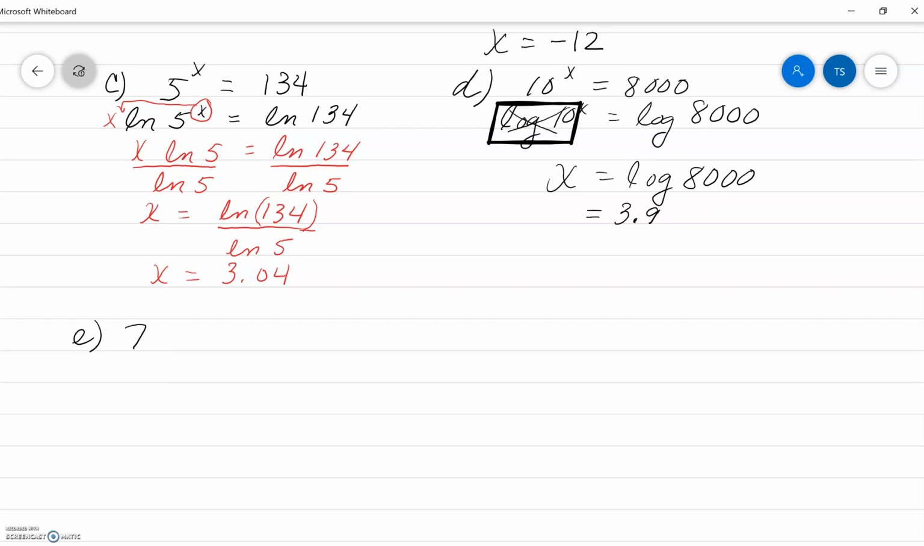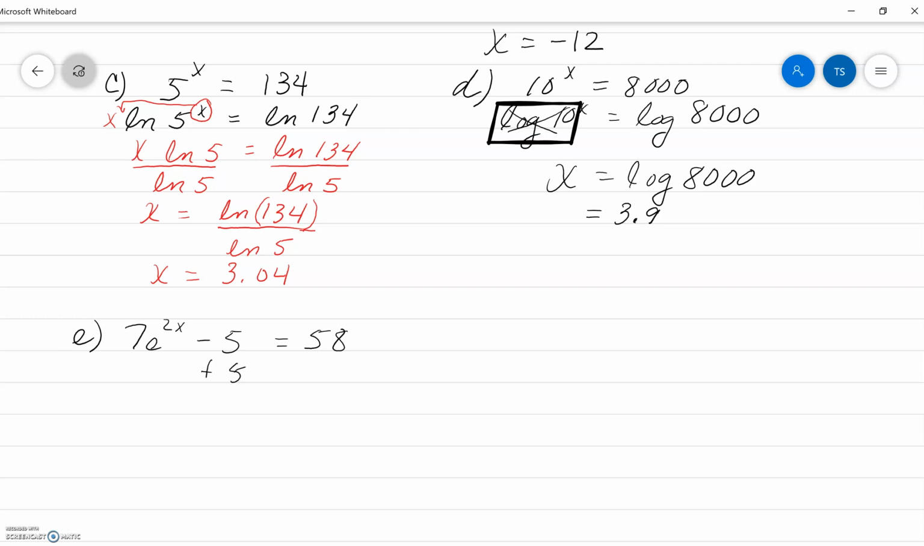Here I've got 7e to the 2x power minus 5 equals 58. Okay. Now, since e is in this equation, what log do you think I'm going to use when it comes time to use a log? I'm going to use the natural log because the natural log is base e. But first, we need to get that e to the 2x power all by itself.